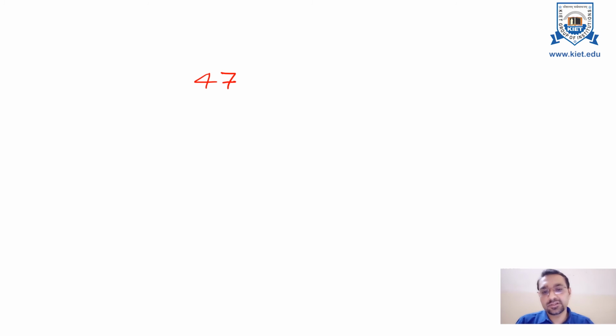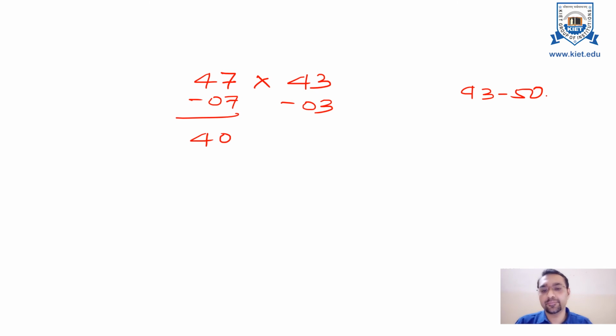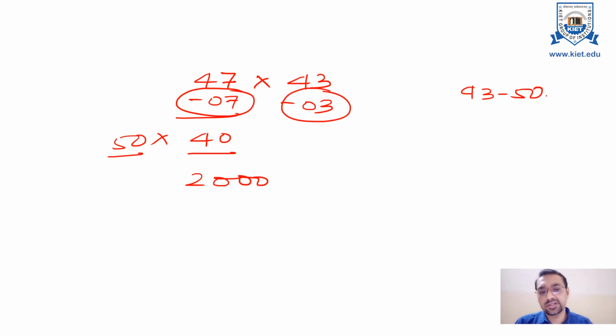Next I have to take two numbers, let's say 47 and 43. Both these numbers are less than 50. So 47 minus 50 will give you minus 3, and 43 minus 50 will give you minus 7. Just add these two numbers, so you will get minus 10 in the end 40. Multiply this number by 50, so you will get 2000. Take the product of these two numbers, minus 7 into minus 3 will give you plus 21. Add these two numbers, you will get 2021.